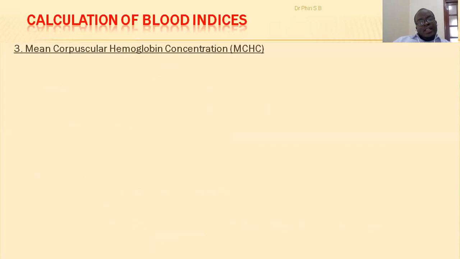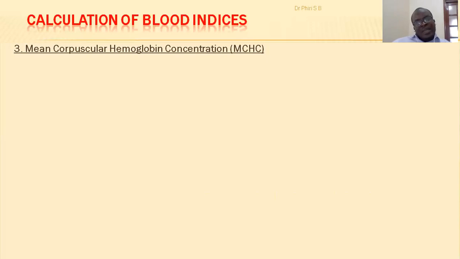Then the third index of the blood indices, we have the mean corpuscular hemoglobin concentration. Hemoglobin concentration is different from the hemoglobin content or the amount of hemoglobin. Remember the previous one, MCH, mean corpuscular hemoglobin, you're looking at the amount or the quantity of hemoglobin in each red blood cell. But here now, with the mean corpuscular hemoglobin concentration, you're looking at the concentration of hemoglobin in one red blood cell. So the amount of hemoglobin in relation to the size of the red blood cell.